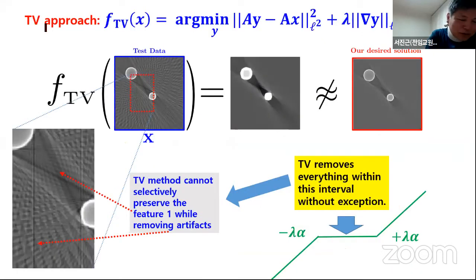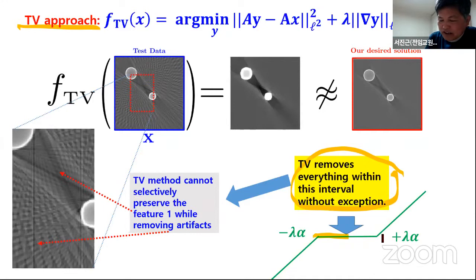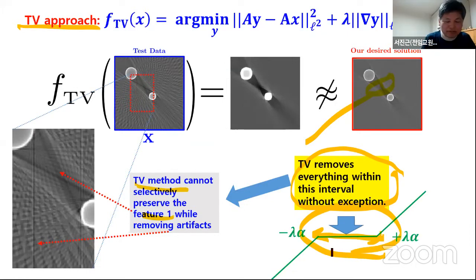And what about the total variation? The total variation removed everything within this interval without exception. The total variation method cannot selectively preserve feature 1, this feature, while removing the artifact. So it does not selectively preserve; it removes everything in this interval. That's the problem. That's the reason it destroyed this part.